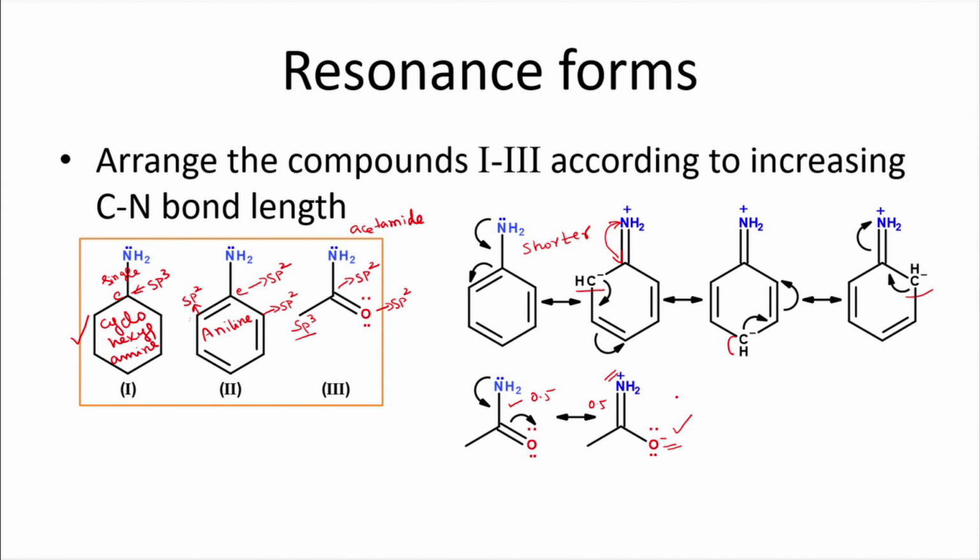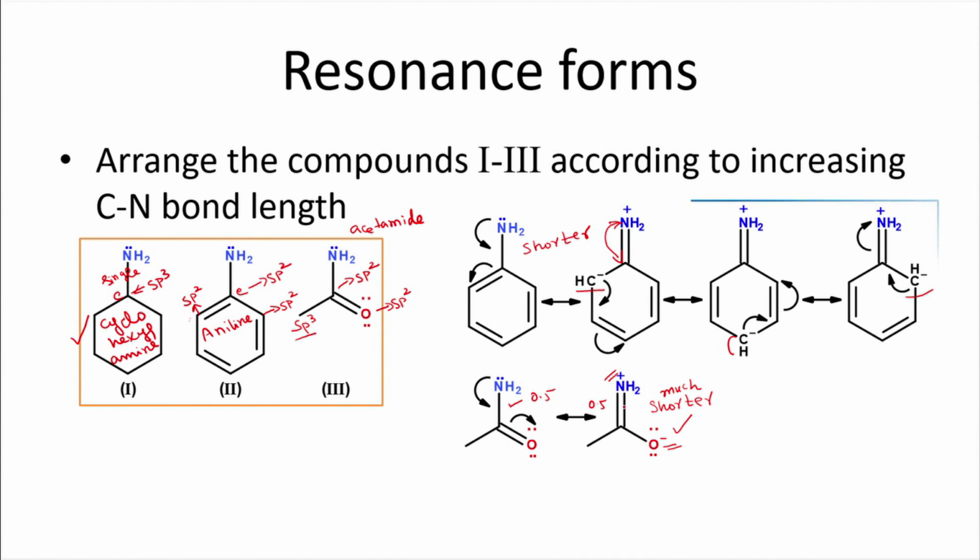In other words, the length is going to be much shorter compared to aniline, because in the case of aniline these resonance contributions are not very high. In other words, the double bond contribution is much less and the single bond contribution is more. So, that is the reason this may have some partial double bond character, but in the case of acetamide we have more double bond character on this C and N. So, that is the reason this is going to have a much shorter bond length.